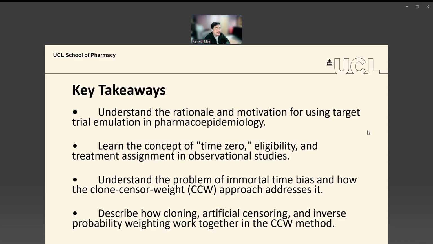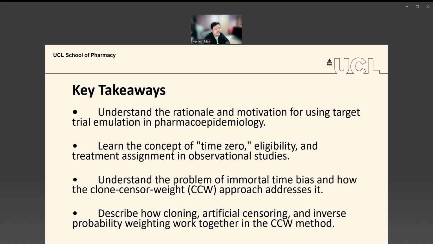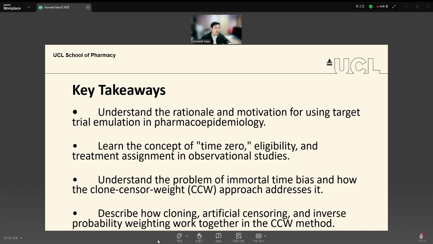We will touch on the concept of time zero, eligibility, and treatment assignment in observational studies. Usually it's a misalignment of these terms and time that causes some bias in our studies. Then we will move on to understanding the problem of immortal time bias and how the consensual approach is able to address this. Then I will briefly describe how the cloning, censoring, and weighting work together in a consensual approach.